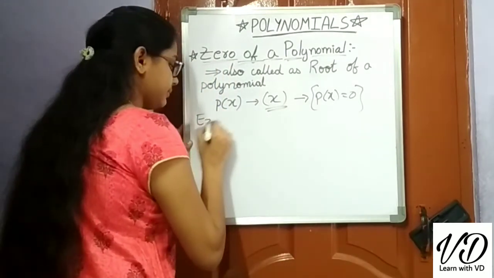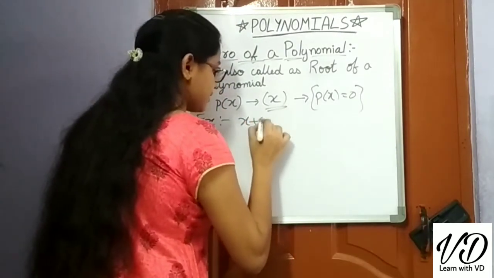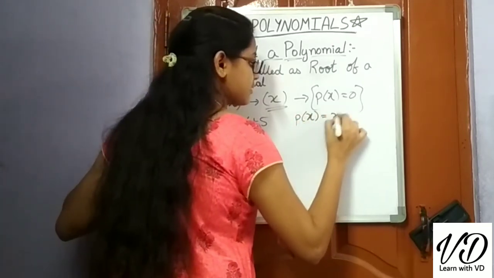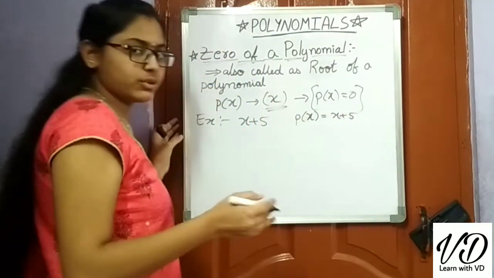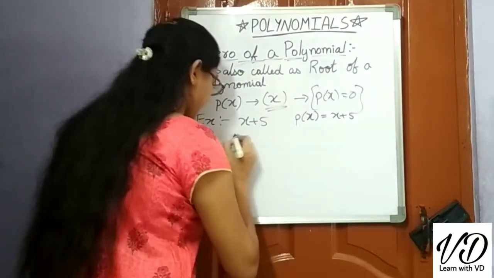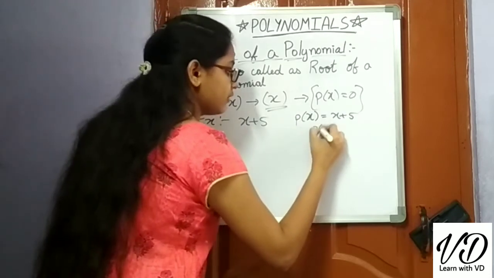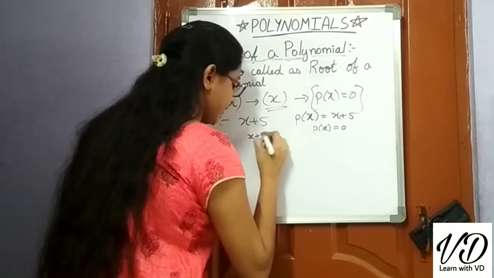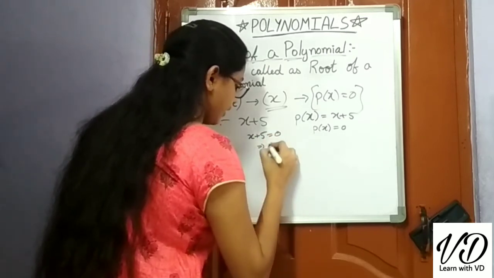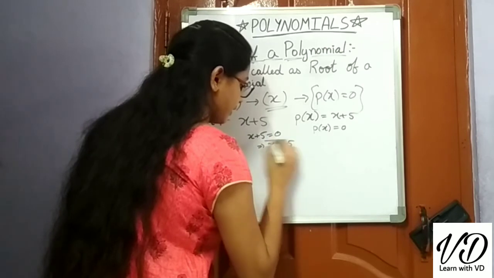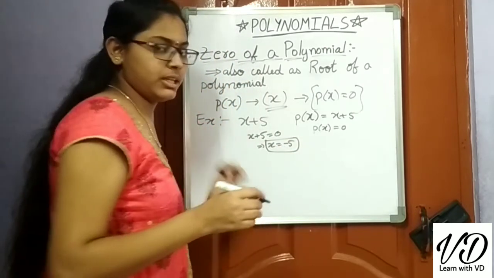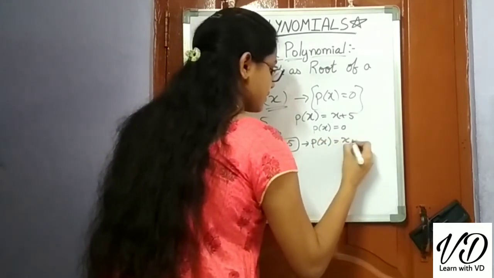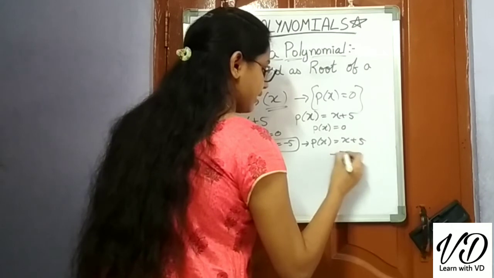Let's take an example here, x plus 5. So let us assume p of x as x plus 5. Let's find out the root of the polynomial p of x. Now as we said, p of x tends to 0. So I can write that x plus 5 is equal to 0. So x will be minus 5. The root of the polynomial, the 0 of polynomial p of x equals x plus 5, is minus 5.